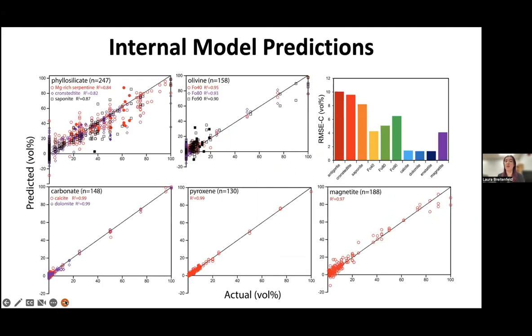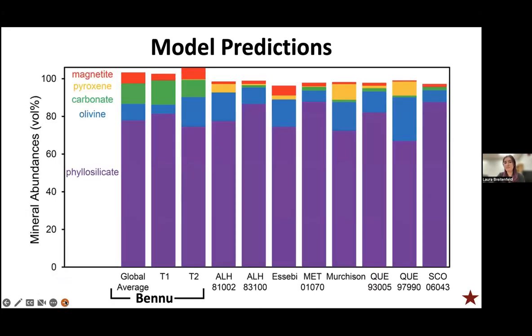These are my internal model results for phyllosilicate minerals, olivine, carbonate, pyroxene, and magnetite. We see that we have high R-squared values and a good one-to-one relationship between our actual volume percentages and our predicted percentages. I also have here a root mean square error for these different models. I tested additional types of root mean square error with holding data outside the model, having unseen data. I'm not going to go into this in more detail, but it's an important part of this step.